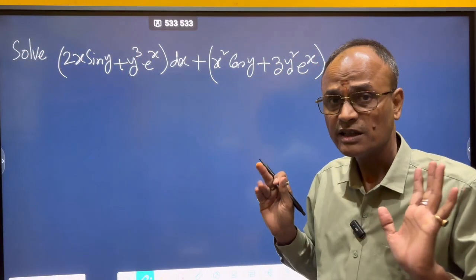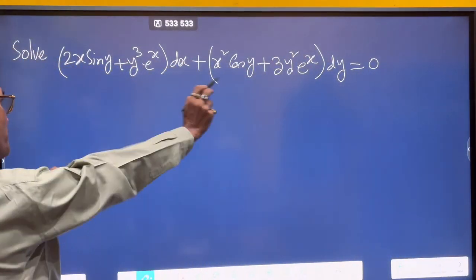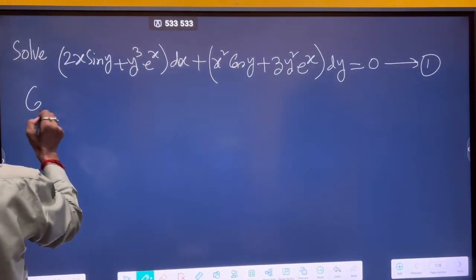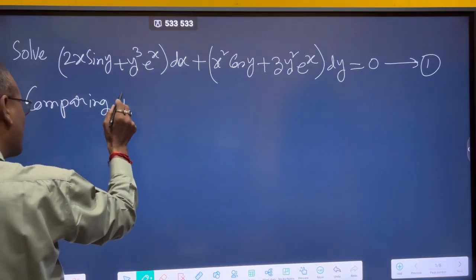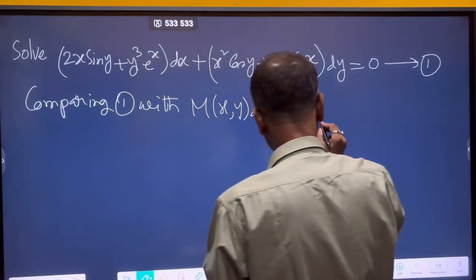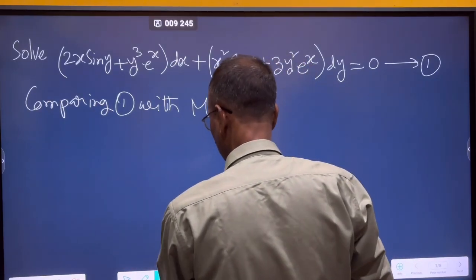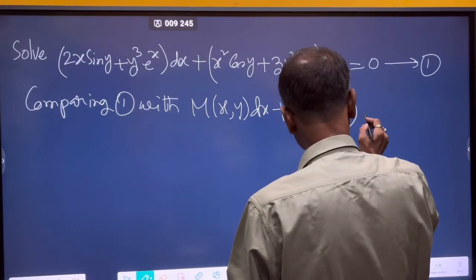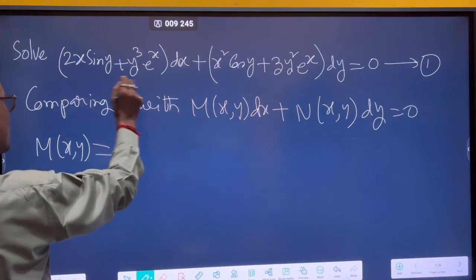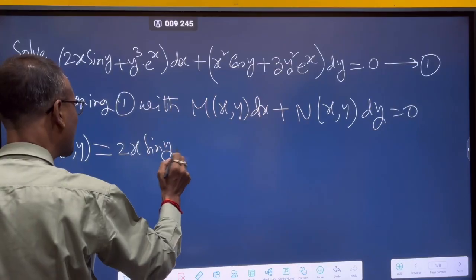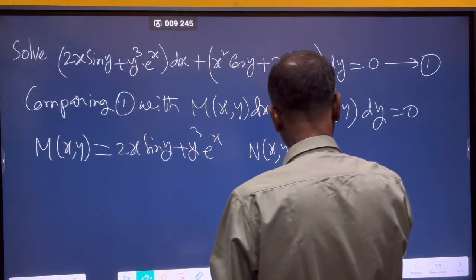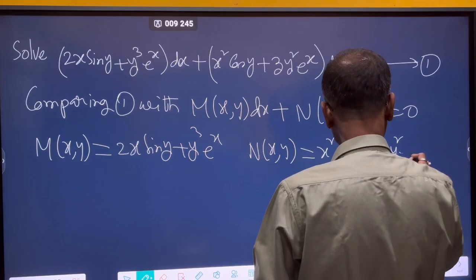Now, just compare this differential equation, suppose this is number 1, with M dx plus N dy equal to 0. We get M equal to M(x,y), which is twice x sin y plus y cube e to the power x, and N equal to x square cos y plus thrice y square e to the power x.